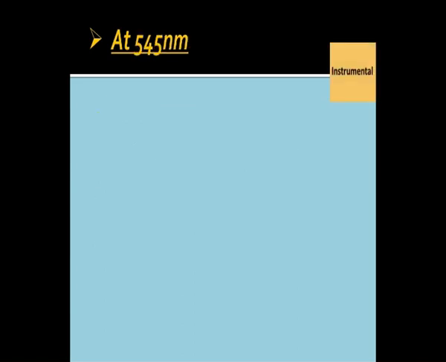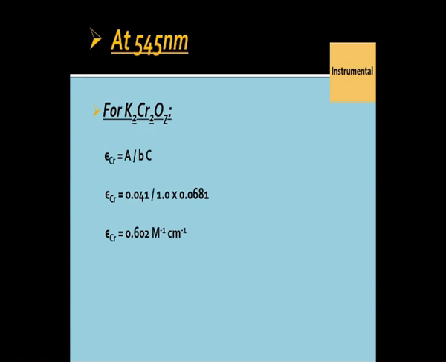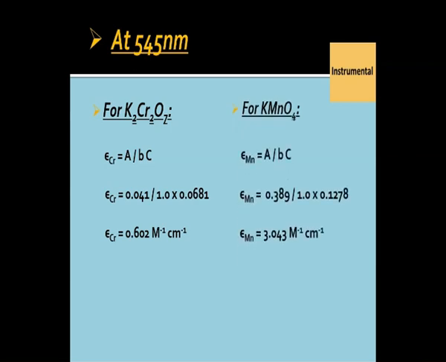Now at 545 nanometer, we did the same thing as we have done at 440 nanometer. At 545 nanometer, we calculate the epsilon values for potassium dichromate as well as potassium permanganate. The epsilon value of chromium is 0.602 molar inverse centimeter inverse, and for manganese is 3.043 molar inverse centimeter inverse.